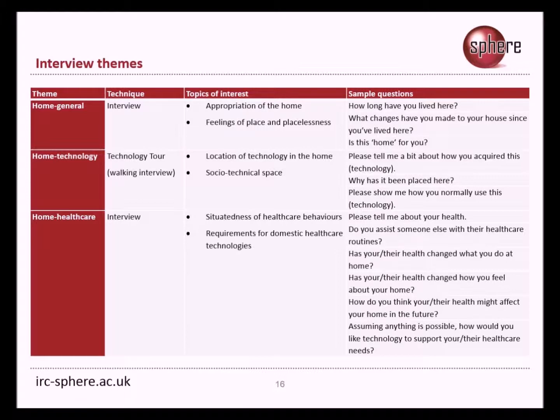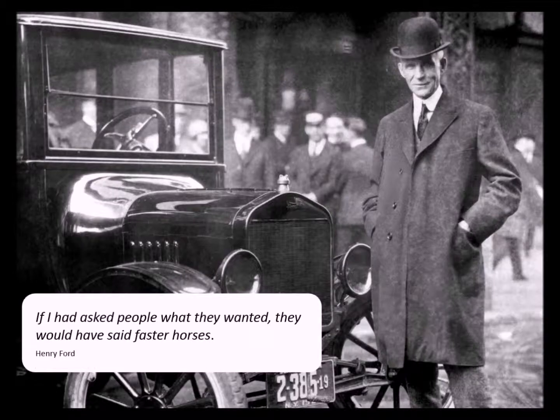And then about how these things affect the way that if they had to make changes to their home, if they feel differently towards their home because they've made changes. And then a sort of blue skies question about what they'd want from technology in the future.